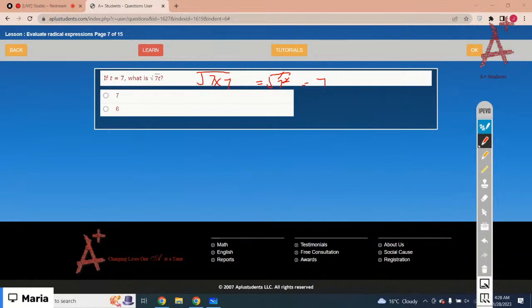Got it? The square and the square root are opposite to each other. Got it? That's why they cancel out each other. So you are left with 7. The correct option is 7. Got it?